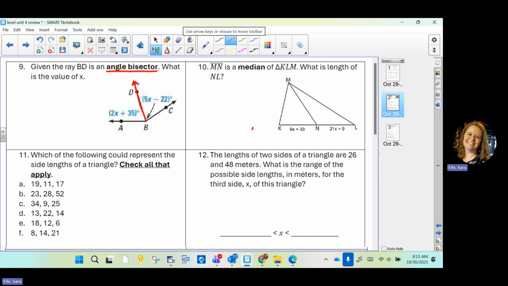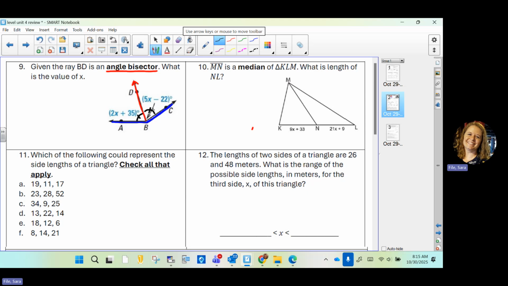What does bisect mean? Split in half, exactly half, 2 equal pieces, yes? So if it is an angle bisector, it's splitting the angle in half, agreed? So the angle here is ABC. That's the one that's being cut in half. So that means that this new angle, ABD, is going to be congruent to this angle, DBC.